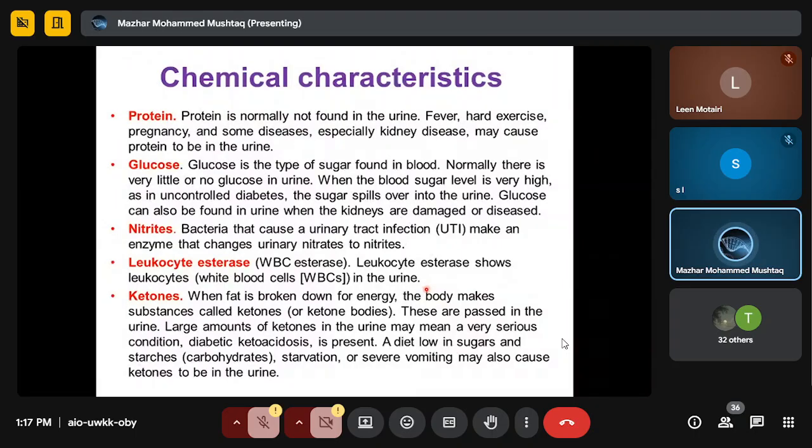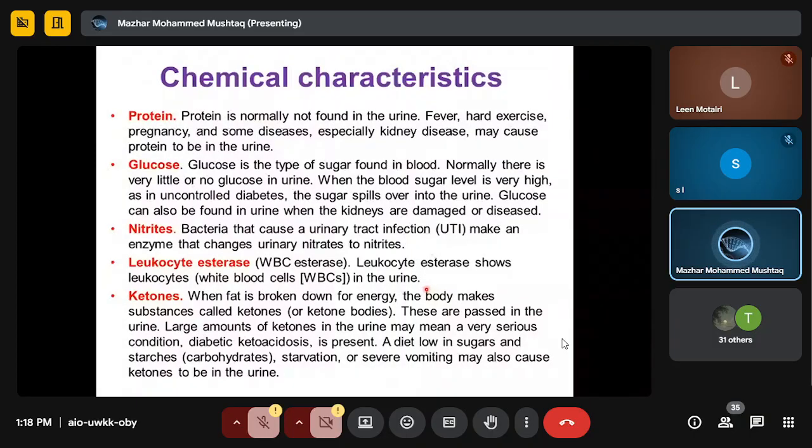And in diabetes, though there is glucose, since that glucose is not utilized properly, you have fat mobilized and the ketones are formed, and these ketones would definitely be coming in the urine in large amounts. So this condition can be very serious, and it is called diabetic ketoacidosis. Diabetic ketoacidosis is again indicative of diabetes.